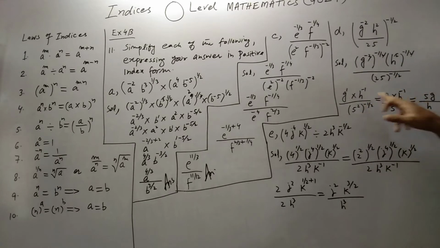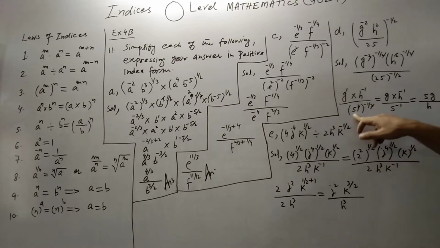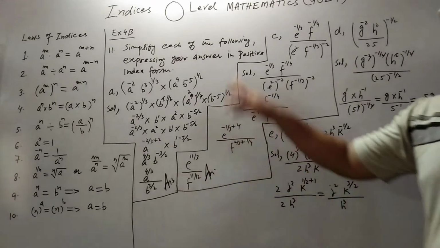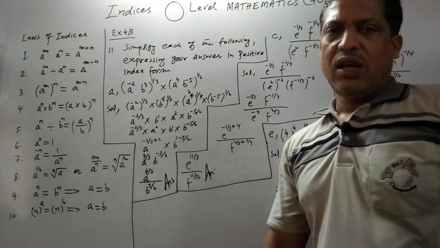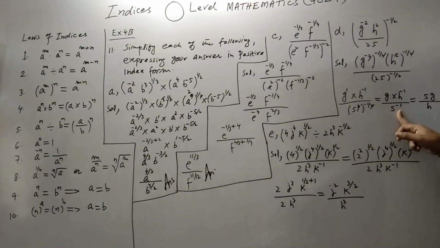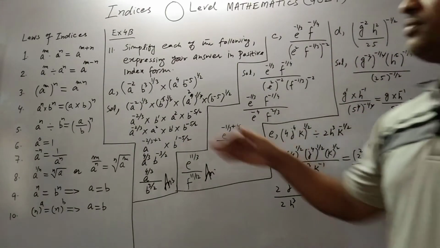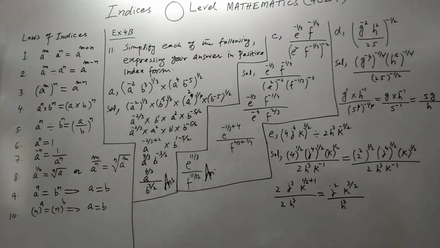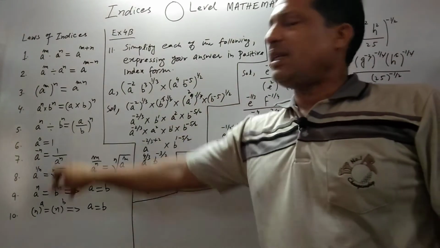The next step: this is g into h to the power minus 1, upon 5 to the power minus 1 upon 2 into minus 1 upon 2, 2 cancels 2. What is remaining? The remaining is 5 to the power minus 1. But g into h to the power minus 1 upon 5 to the power minus 1 is not our requirement. Our requirement is to give the answer in positive index form. How to convert this into positive index form? By applying law number 2. Sorry, by applying law number 7.